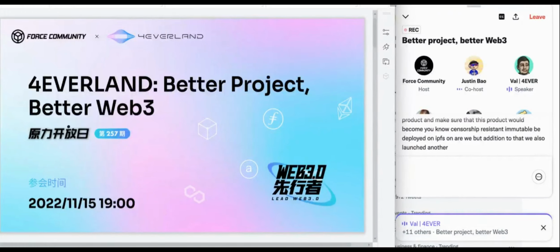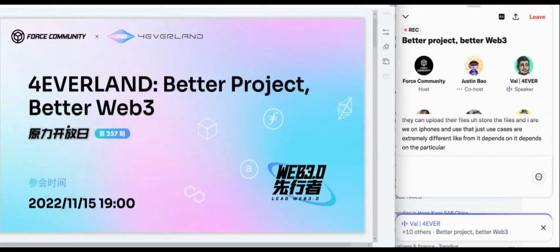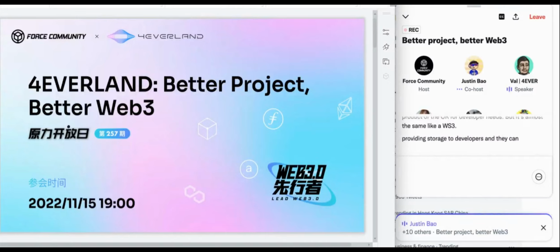In addition to that, we also launched another product called 4EVERLAND Bucket. And Bucket works as AWS S3, but for Web3. So developers and even ordinary users can upload their files and store them on Arweave and IPFS. Use cases are extremely different. It depends on the particular sphere the product operates in or on developer needs, but it's almost the same as AWS S3, providing storage to developers that they can use for their product.